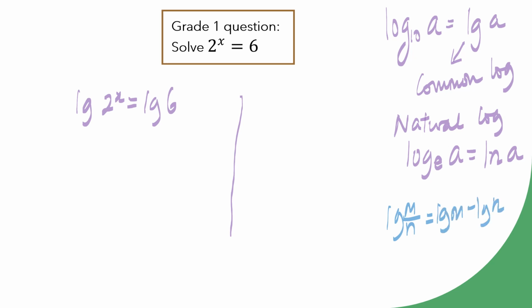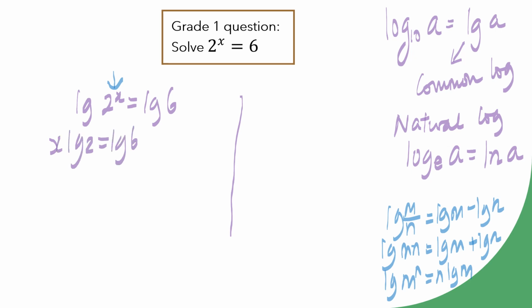This is called the quotient law. And if you have log m times n, this is called the product law. You can simplify it to be this. And if you have log m to the power n, you can simply bring the power down. So the purpose of bringing log to both sides is, can you see the power here? x is the power. So if you apply the power law, you can just bring the x to the front.